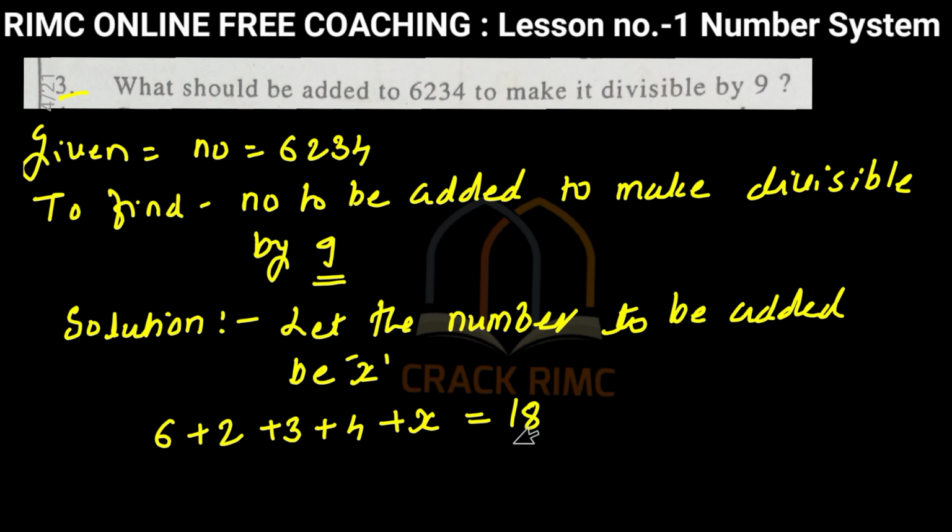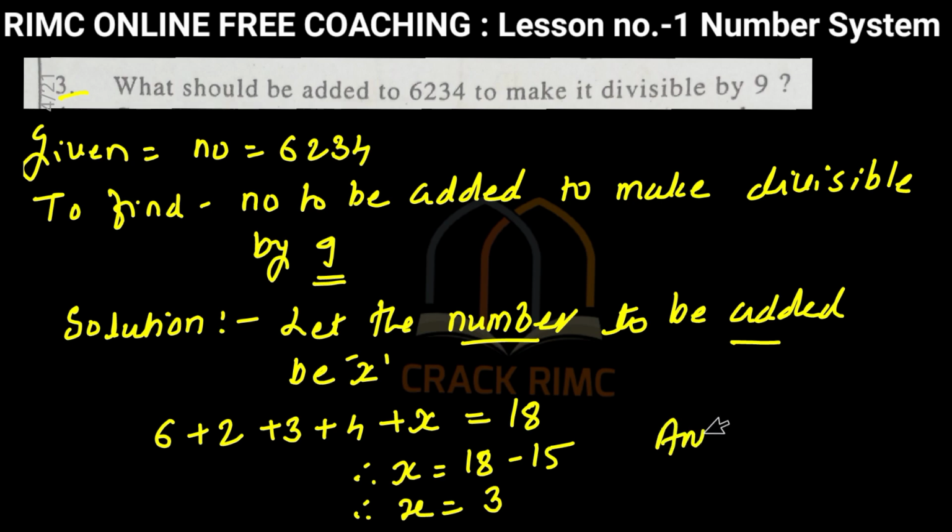If the sum comes to 18, then the number will be divisible by 9. So here we solve this sum. We can write, therefore, x is equal to 18 minus the addition of these, which is 15. So 18 minus 15. Therefore x is equal to 3. Right? So what is x? X we have considered as the number to be added. So our answer will be 3. Okay.